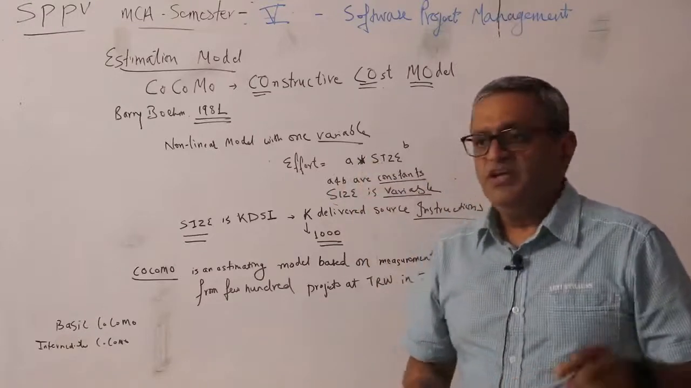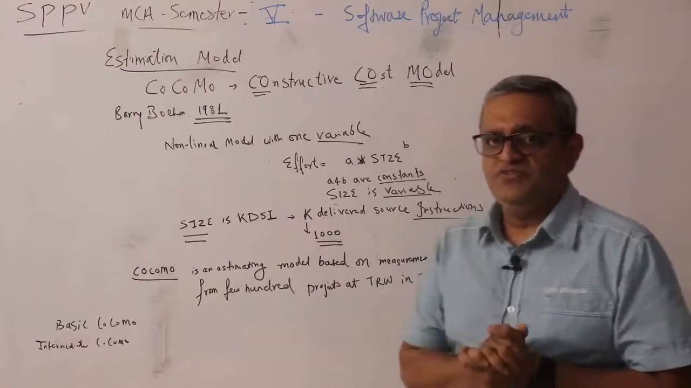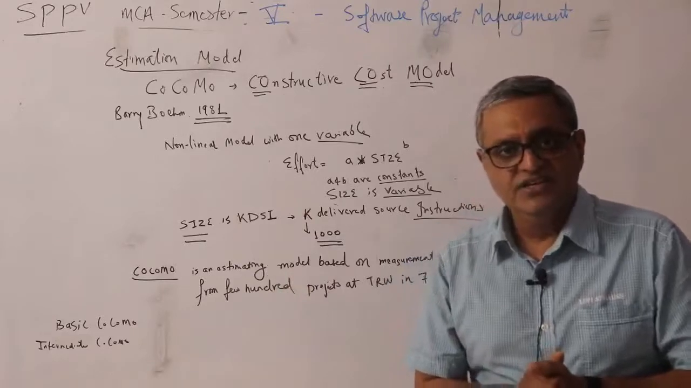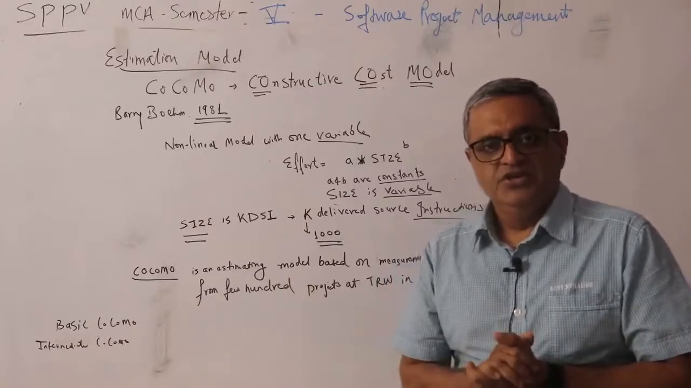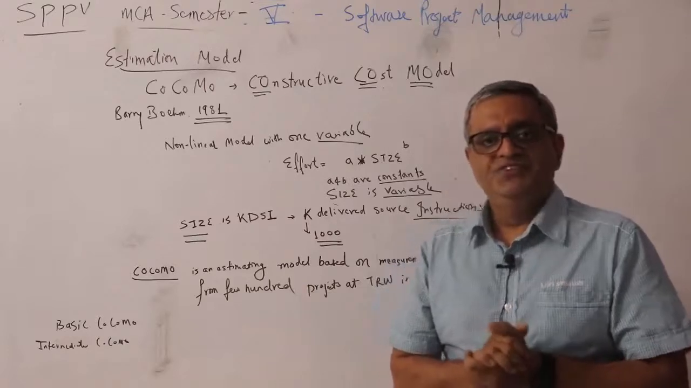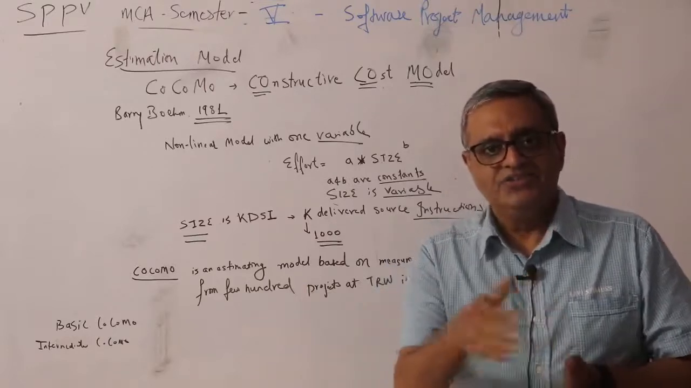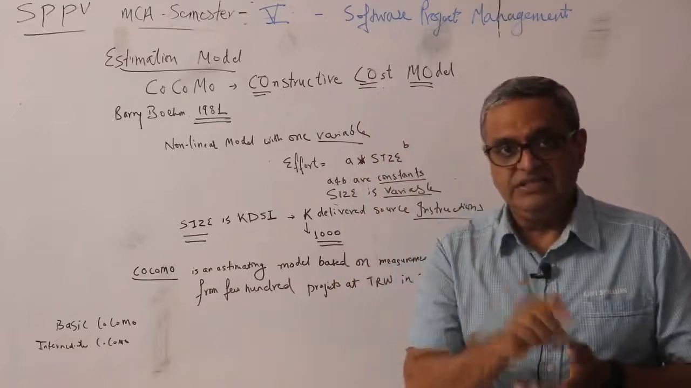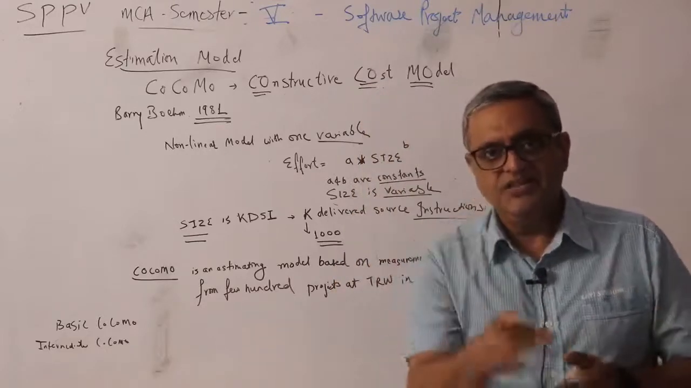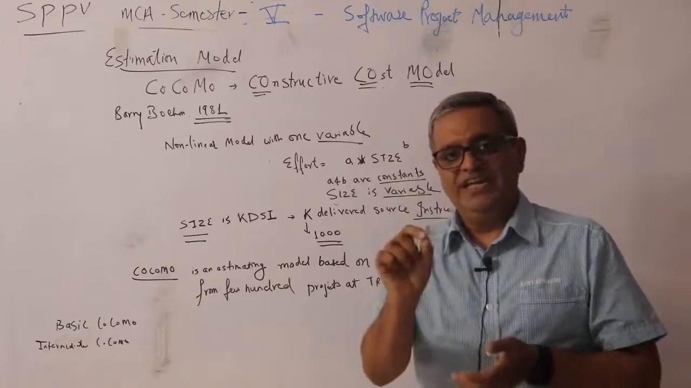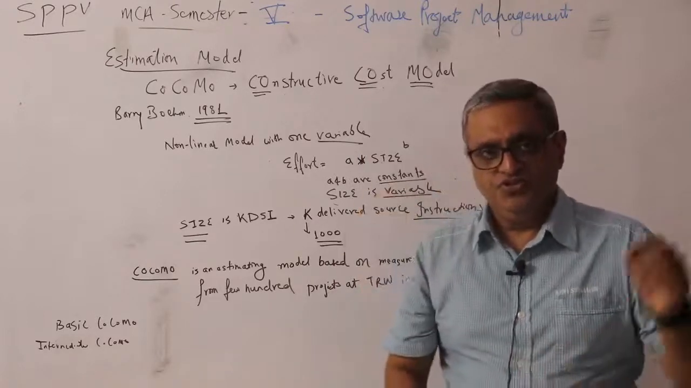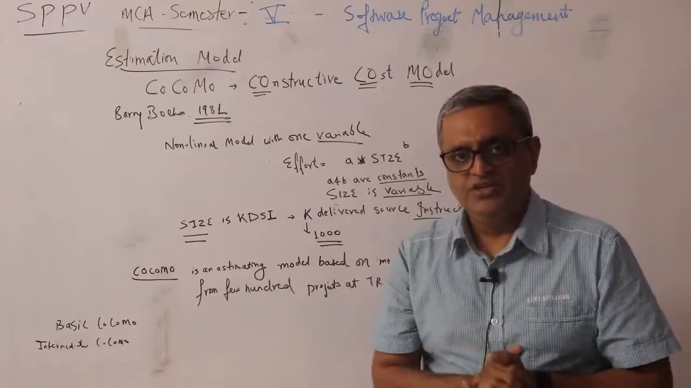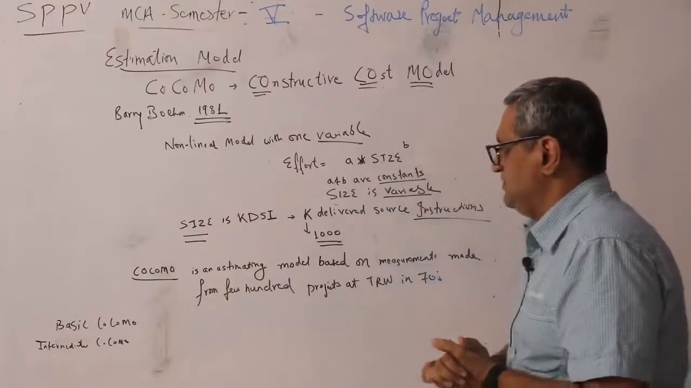Often in numericals I have seen students making a mistake. Whenever the size is given as 8500, I have seen them doing A multiplied by 8500 raised to B. That's incorrect. When 8500 is given, you have to take it as 8.5. So A multiplied by 8.5 raised to B is what gives you the effort.